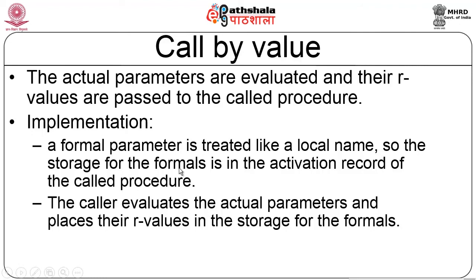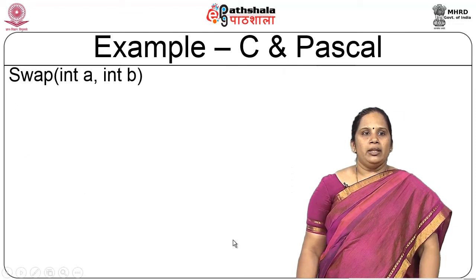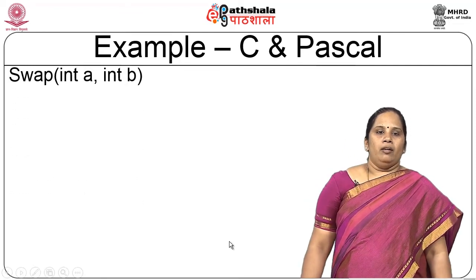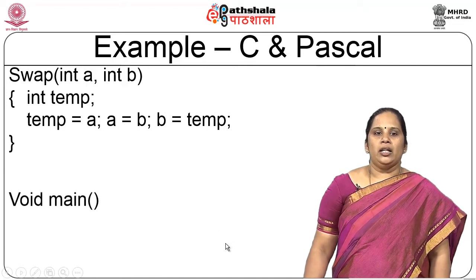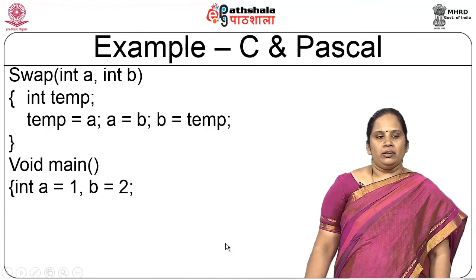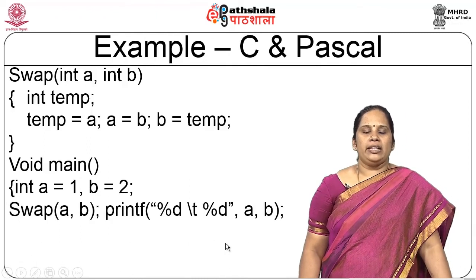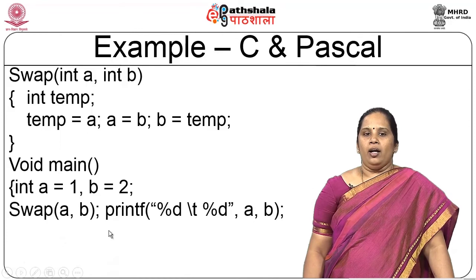So the storage for the formals is in the activation record of the called procedure. The caller evaluates the actual parameters and places their R values in the storage of the formals. So example is C and Pascal, where if you have a function like this, int a comma int b, that is going to swap two variables, and I have a main function here which is going to be declaring two variables a and b, and there is a call to swap.